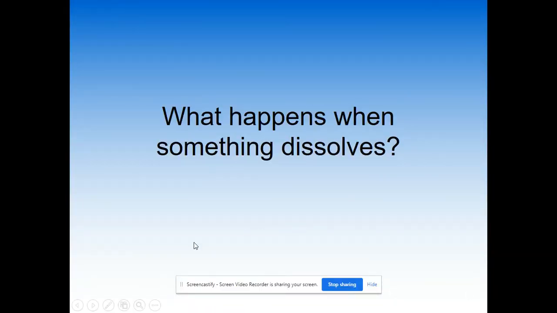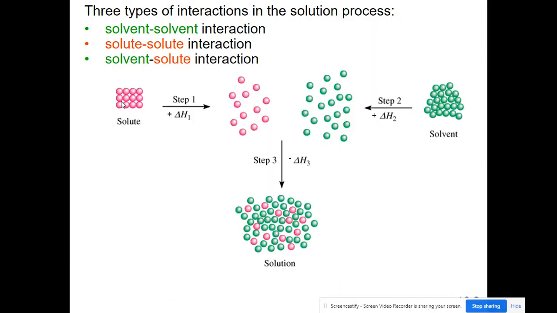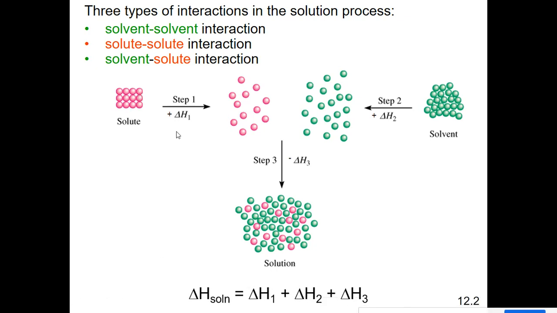Okay, so now I want to go over what happens when something dissolves. When we have something dissolve, we have a few things going on here. In this picture, I want you to visualize you have your solute. When it's not in solution, the molecules or the ions in the solute are very attracted to each other. So you have to break apart those solute-solute interactions to pull these further apart from each other to allow it to go into solution. You also have the solvent, whose molecules are also attracted to each other.